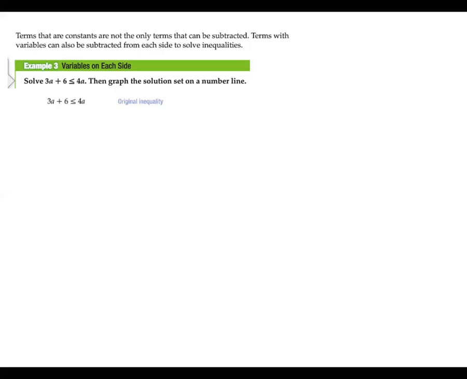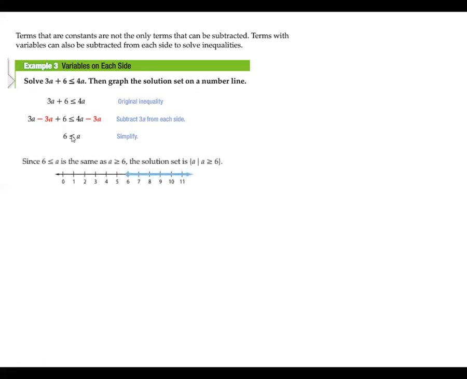And remember, when we solved equations, we got all the variable terms on one side and the constants on the other side. Here the 6 is already on this side, so if I leave the 6 there and get the a's on the other side, I'd have to subtract 3a from both sides, and you get 6 is less than or equal to a, which is the same as a is greater than or equal to 6. So the solution set is all a such that a is greater than or equal to 6. You put a shaded closed dot on 6 and shade everything above it.